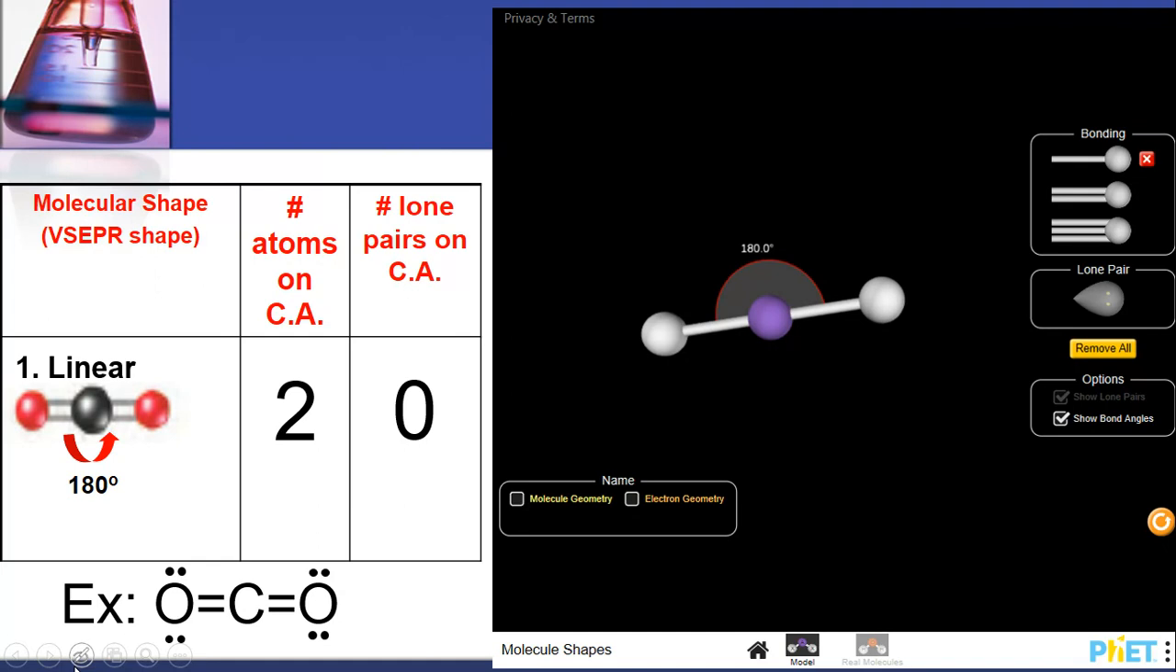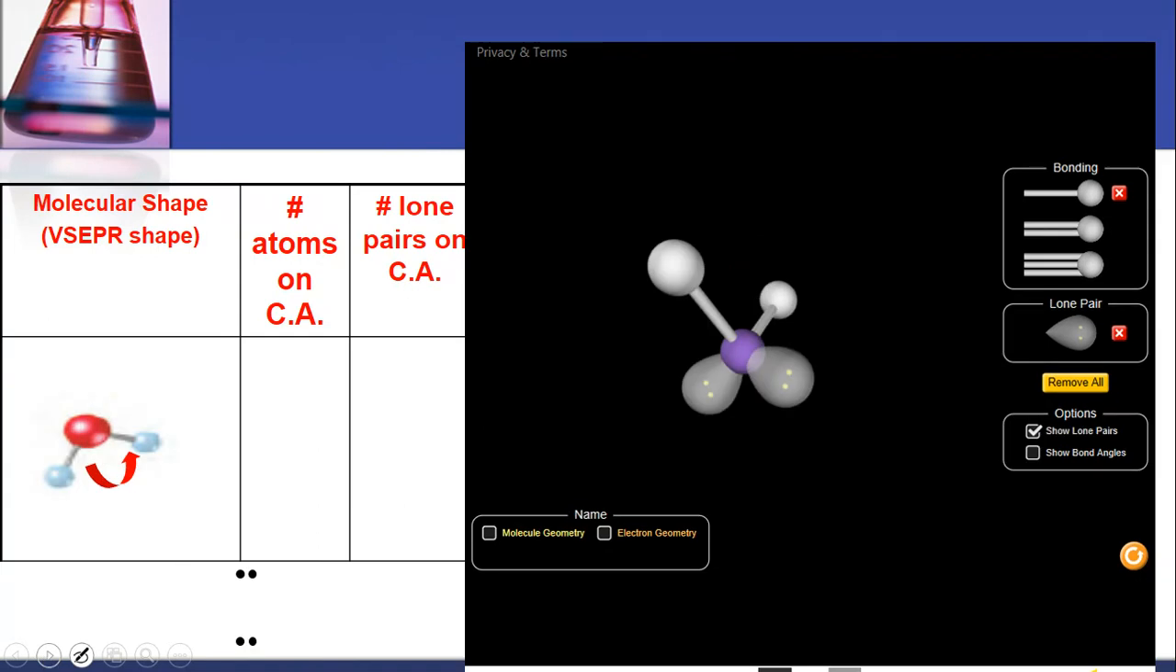An example of a molecule that would exhibit linear shape is carbon dioxide. Notice the carbon has two oxygens attached to it, but there's no lone pairs on the carbon. You always look at what's on the carbon, not what's on the atoms attached to the carbon. What's on the central atom is what you look at. We would call that linear, and the bond angle is 180.